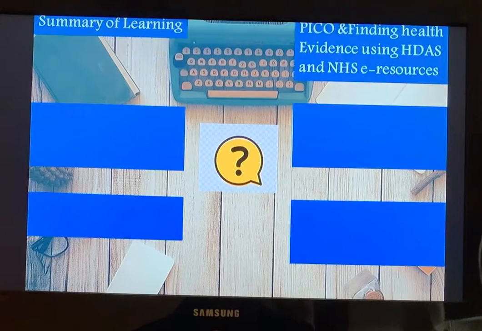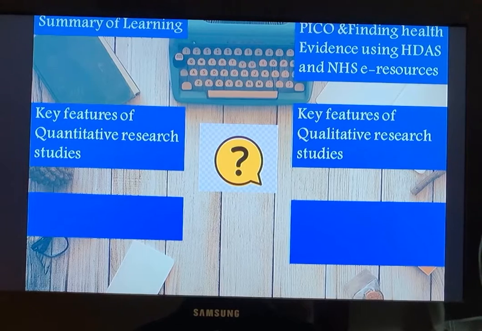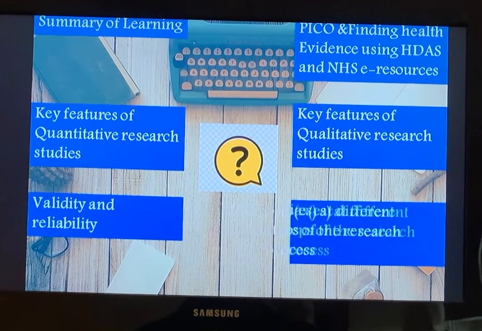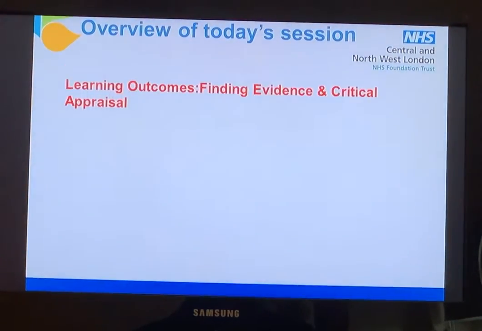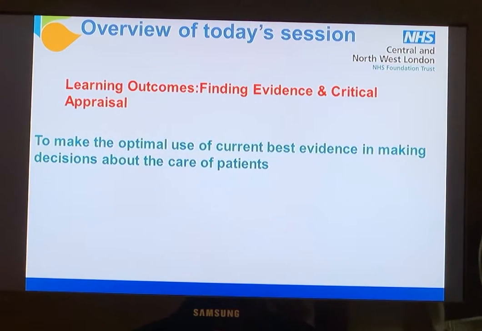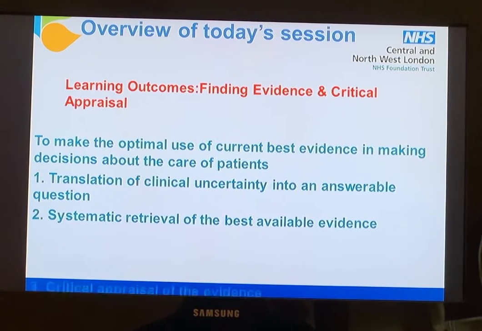So things we'll be covering today: how to find evidence using PICO as a framework, some NHS resources such as HDAS for finding databases and articles, key features of quantitative research, key features of qualitative research studies, a tiny bit about validity and reliability, and some of the biases of the research process at different stages. So hopefully after today, you'll have a better idea about optimal use of current best evidence and some of these factors.